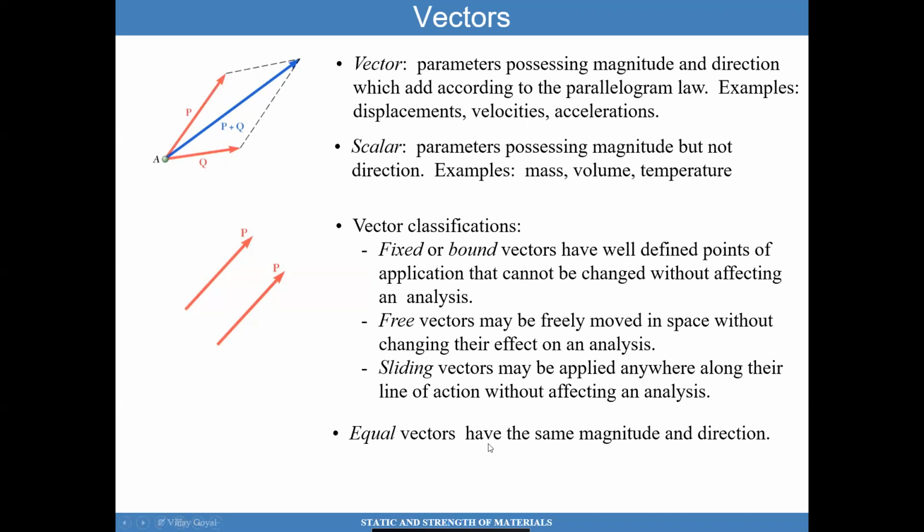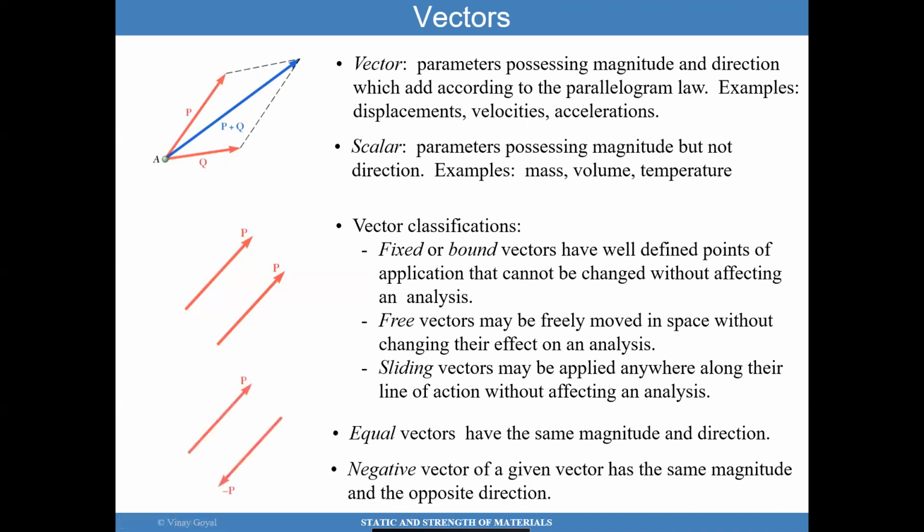Equal vectors have the same magnitude and direction. Here's an example of two equal vectors that have the same direction and the same magnitude. A negative vector is one where you have a given vector, and then a vector directed in the opposite direction. Both have the same magnitude.